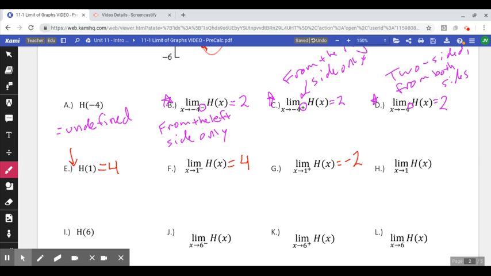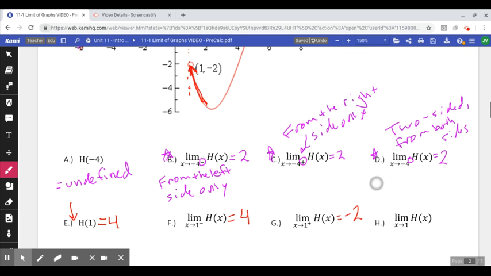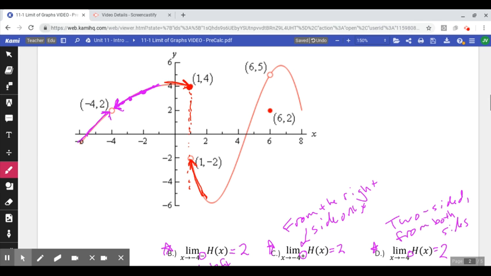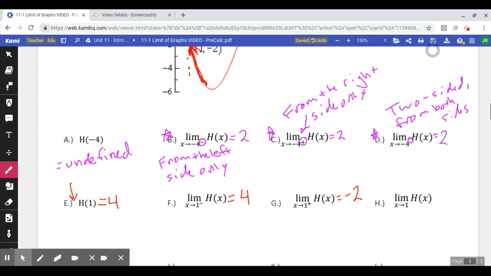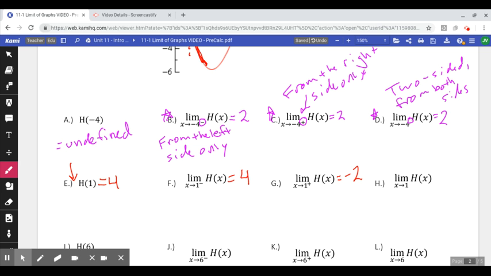For the two-sided limit to exist, the limit from the left has to be the same as the limit from the right. Here we can see that the top red arrow approaches 4 from the left. From the right, the bottom arrow approaches -2. We've also listed that as our answers for part F and G. Because those are different, this limit, we would say, does not exist.